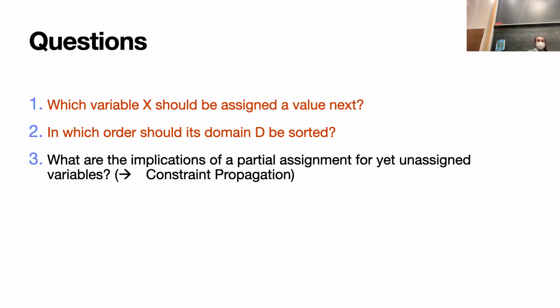And in particular, what we're thinking about are what the implications of a partial assignment are for yet unassigned variables. And this is what's leading us to constraint propagation. We sort of ended the lecture last time thinking about constraint propagation for the map coloring example, and that's where we're going to start off today. Okay. Any questions about this? This is kind of our roadmap for what we're going to be doing.